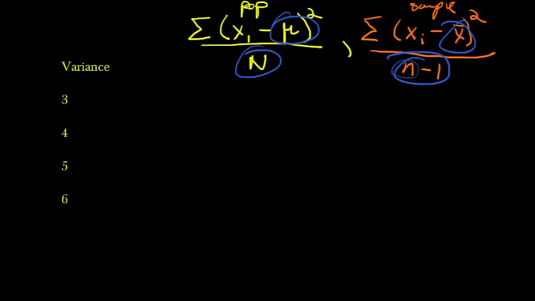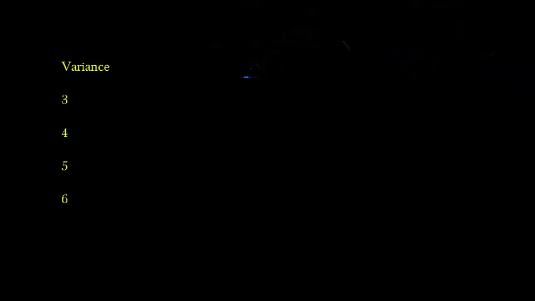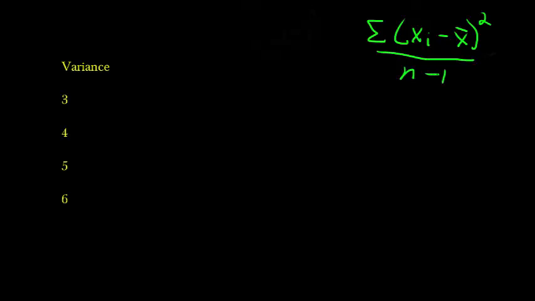So let's keep going, and let's calculate this variance. Before we do that, let's talk about order of operations. The one that we're going to do is a sample, for practice. So let's rewrite this over here. The summation of x sub i minus x bar, squared, over n minus 1.